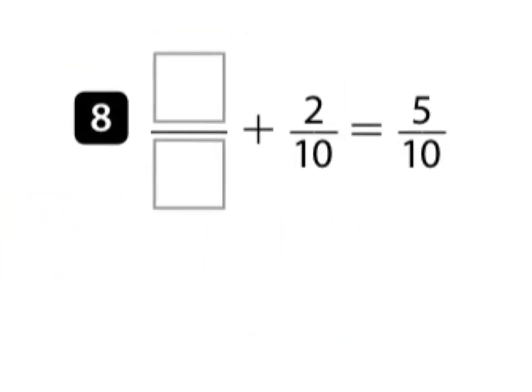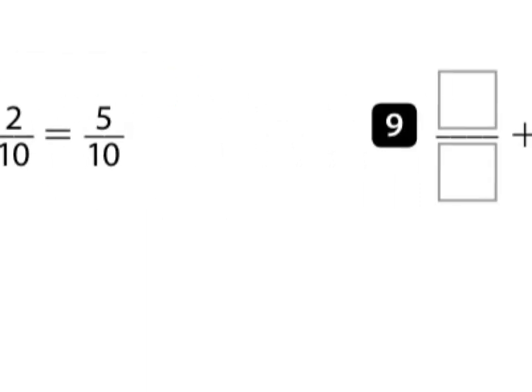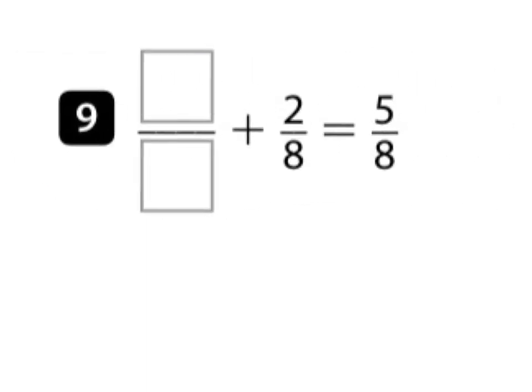Number 8, blank plus 2 tenths equals 5 tenths. Everyone says denominator stays the same. What plus 2 will give me 5? 3 plus 2 will give me 5. Alright, number 9, blank plus 2 eighths equals 5 eighths. Everybody say denominator stays the same. 8, 8, and 8. And then what plus 2 will give me 5? 3. 3 eighths plus 2 eighths will equal 5 eighths.